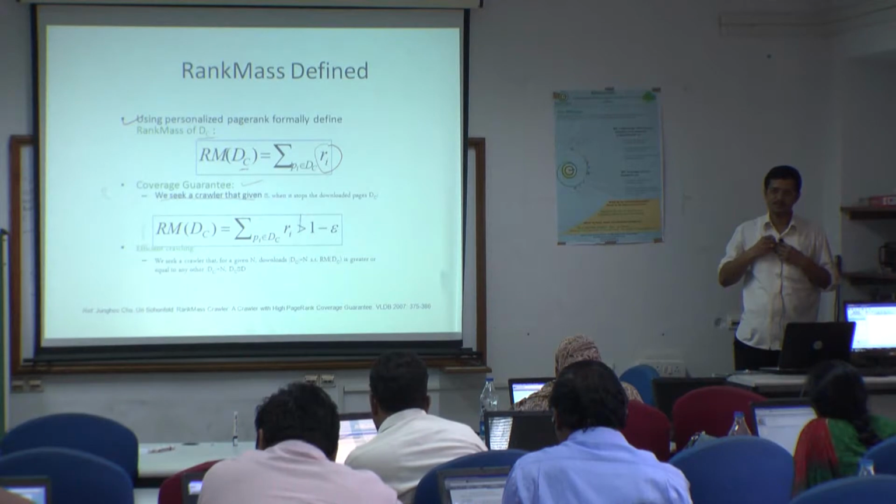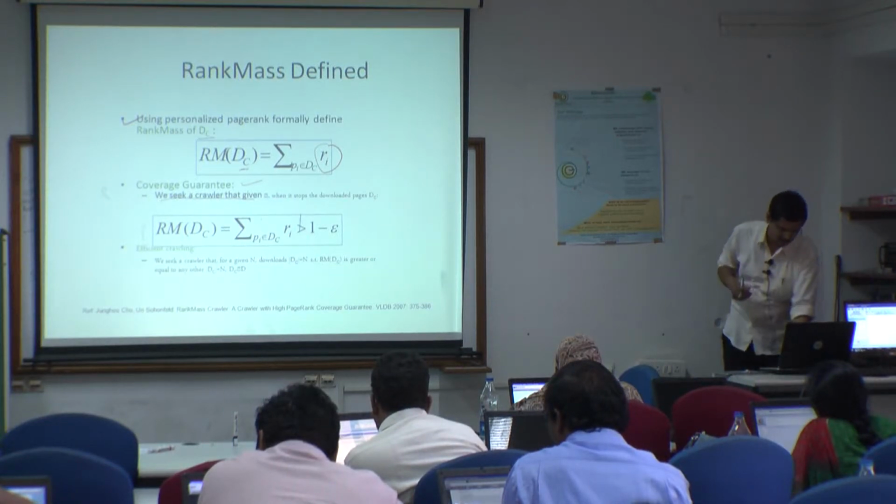So this is the general process of calculating the rank mass.